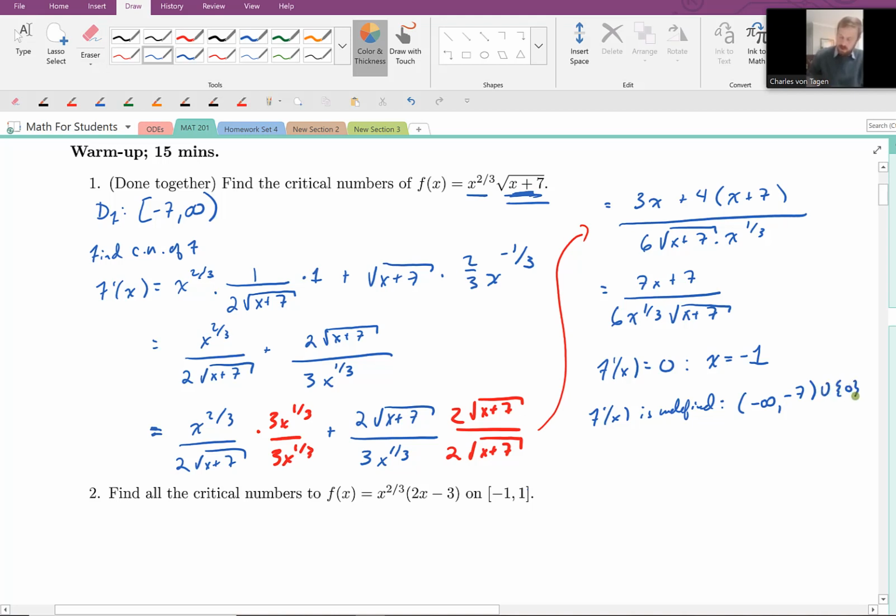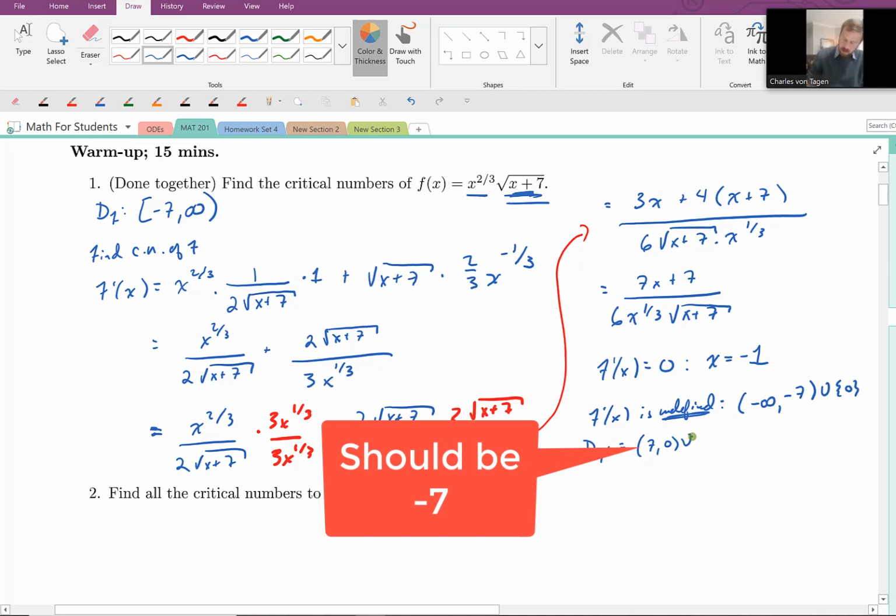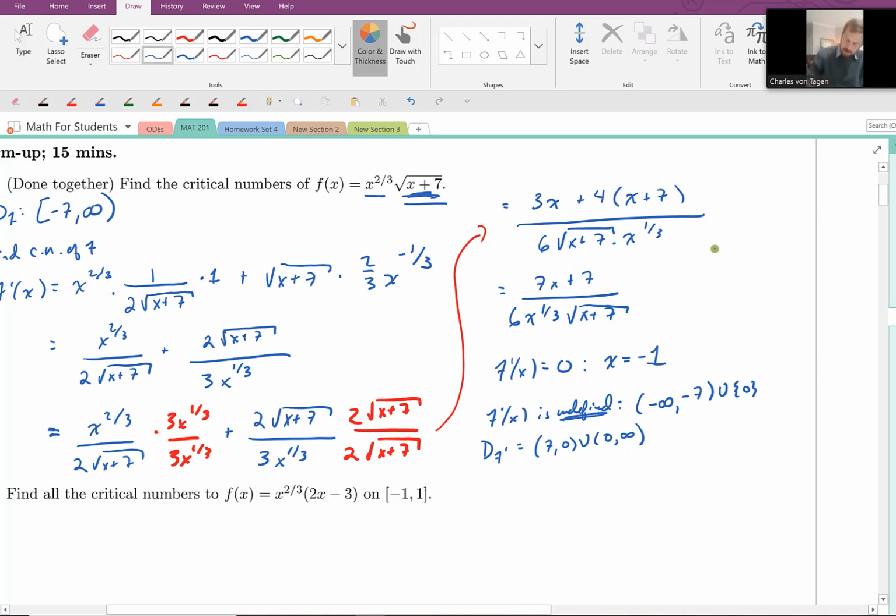Those are the places where, careful, not where it's defined, where it's undefined. Or put another way, what's the domain of f prime? The domain of f prime is from -7 to 0 unioned with 0 to infinity. Okay. So now at long last, I'm ready to state what the critical numbers are. What are the critical numbers of this function f? The critical numbers are x equals -1 and x is equal to 0.